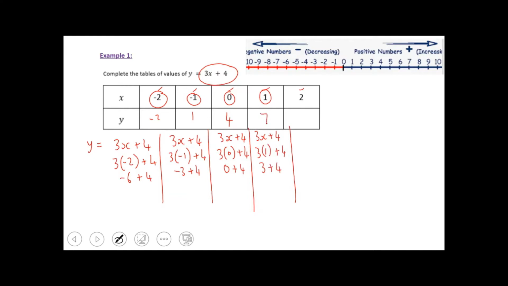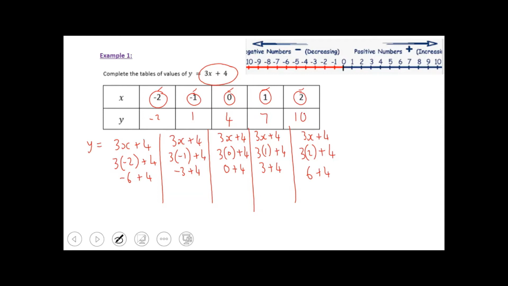And again, for the last one, 3x plus 4. This time, replace the x with the number 2. So 3 times 2 plus 4. So 3 times 2 is 6, plus 4 is 10. That's how you would do these, and the answers are as follows. All you would do is just fill in the tables.